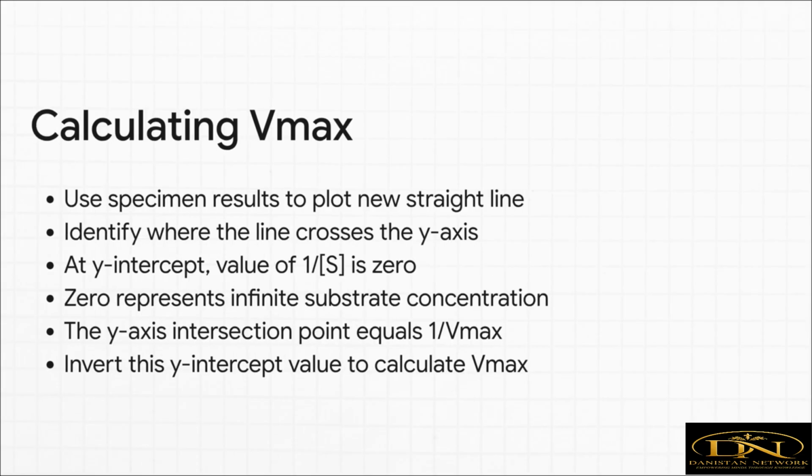So, how does this straight line actually help us calculate Vmax? We take our specimen results to plot the line, and then we strictly look for where it crosses the y-axis. At this exact y-intercept, the value on our x-axis, which is 1 over the substrate concentration, is exactly 0. And since 0 mathematically represents infinite substrate, that y-axis intersection point perfectly equals 1 over Vmax. It's so clever. From there, it's effortless. You just invert that single y-intercept value, and bam, you've calculated your theoretical maximum rate, Vmax.